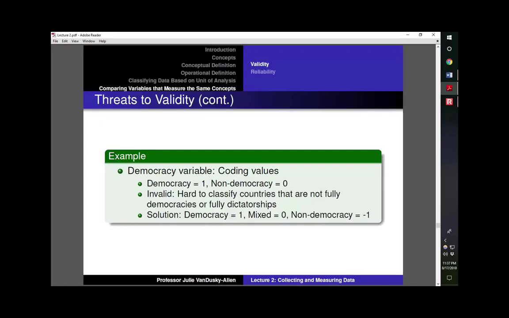In order to overcome this problem, we should probably go back to our operational definition and refine it. We could add another category to the definition. Democracies could be coded as 1, mixed systems could be coded as 0, and non-democracies would be coded as -1.